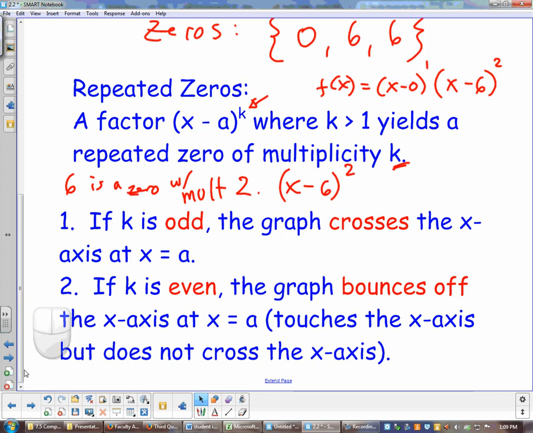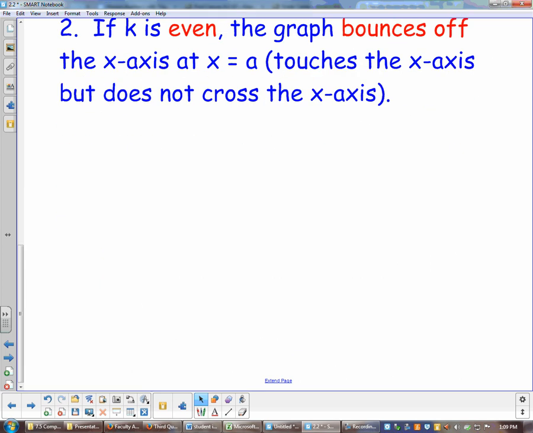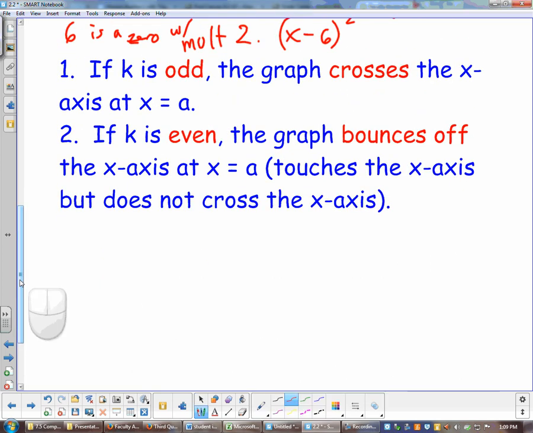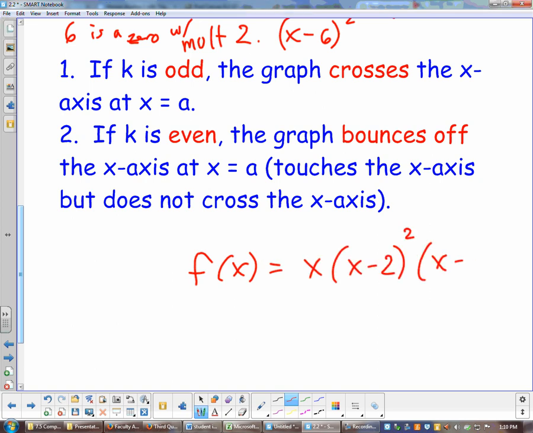And if k is even, then the graph bounces off the x-axis at x equals a. So it touches the x-axis but does not cross it. Does that make sense? So if I give you an example, like f of x equaling x times x minus 2 squared times x minus 4 to the third. Without typing this into your calculator, first of all, can you tell me what degree this would be?